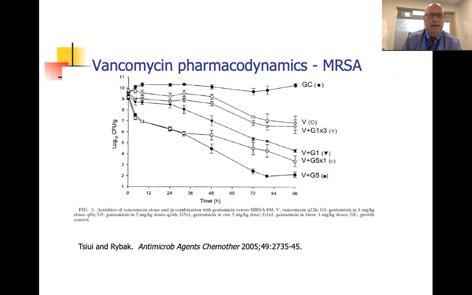And so this is an example of an in vitro time kill curve, where basically the organism is in a growth control phase for 96 hours. And so you basically start out at about 8 or 9 times 10 to the 9 organisms. And then you can see that the growth control continues to go up. Vancomycin does kill MRSA, but if you notice, it only goes down to 2 colony forming units over 96 hours. So it's actually a fairly slow killing antibiotic.